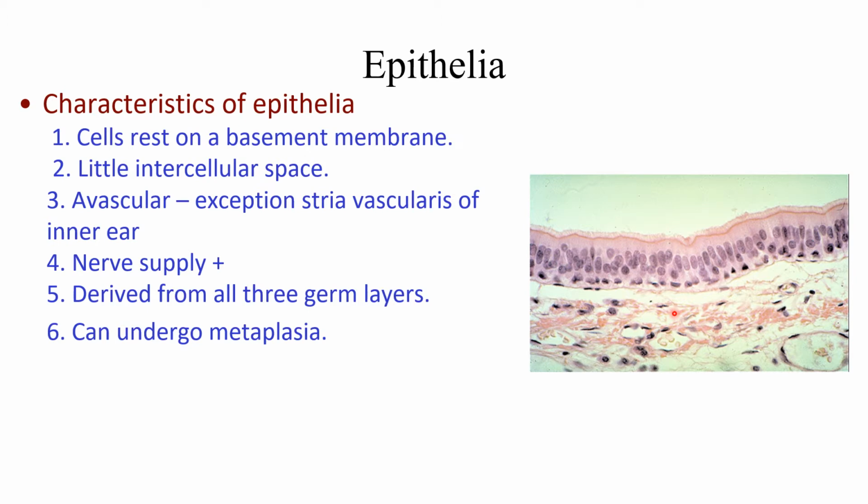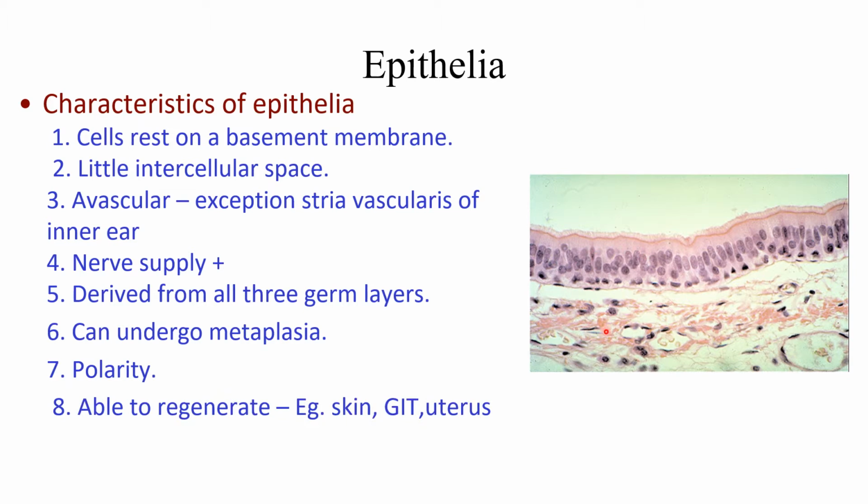Then the epithelial cells can undergo metaplasia. So they can get converted from one type to the other, that is called metaplasia. And they exhibit polarity. So the bases of the cells and the apical parts will be different. The basal part has fewer modifications, whereas the apical part shows more modifications. For example, here you are seeing at the apices of the cells, the cilia are there. So this is a respiratory tract epithelium. So basal and apical polarity is exhibited by the epithelial cells.